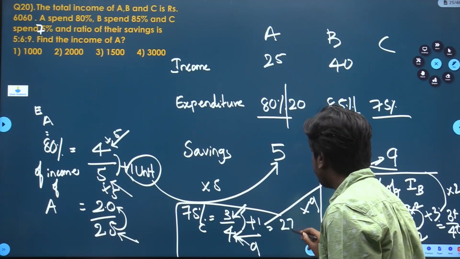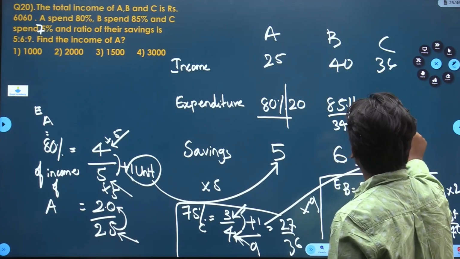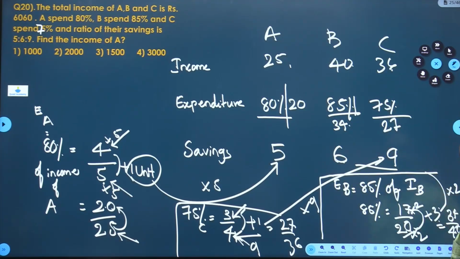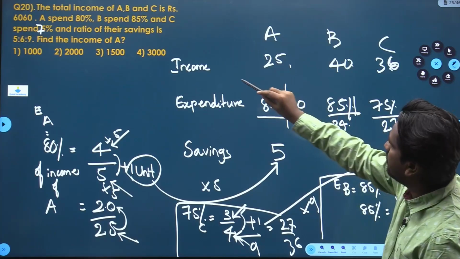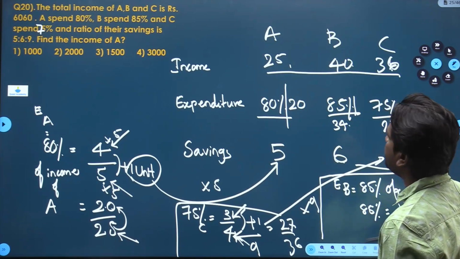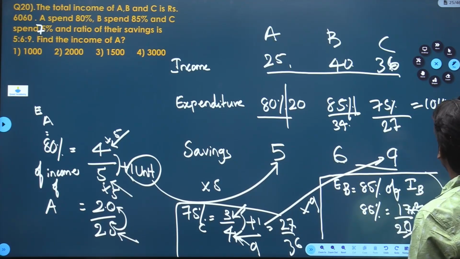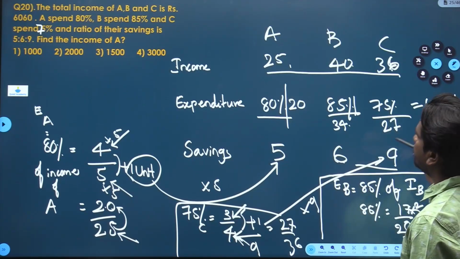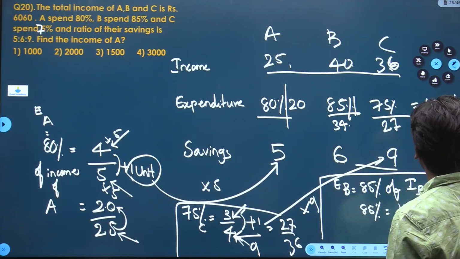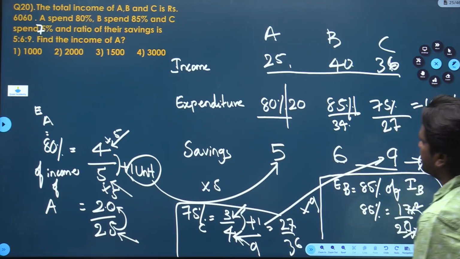So it will be 27 by 36. See, 25 minus 20 is 5, 40 minus 34 is 6, 36 minus 27 is 9. So what is the total sum he has given? The total of A, B and C is 65 units plus 36, which is 101 units. 101 units is 6060. So each unit is 60 rupees.